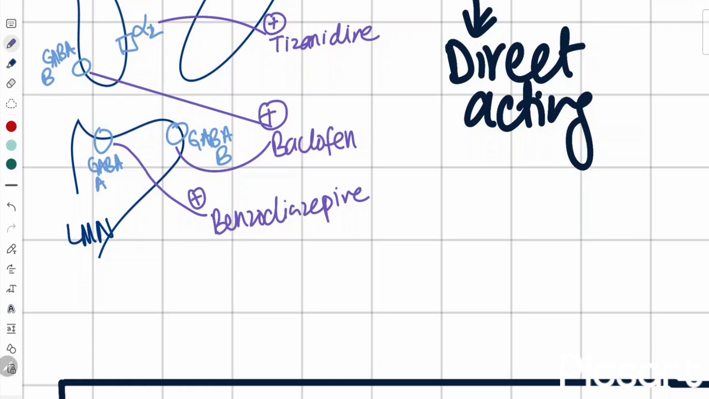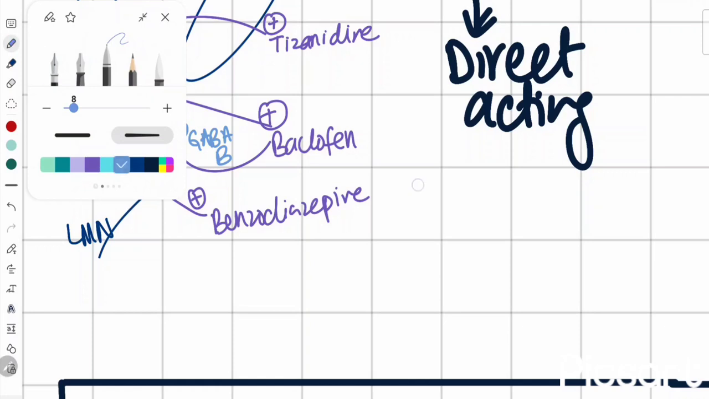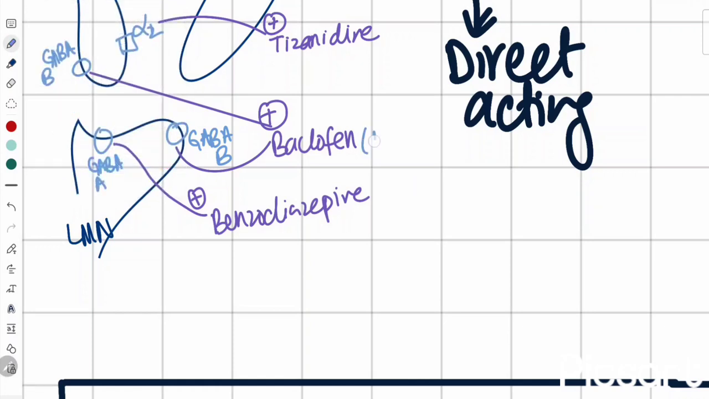Okay, so some things to know. The baclofen, it always acts on the back. So baclofen, back, so acts on the back. Okay, you're gonna give it on the back. What are the clinical uses? When you have muscle spasticity or multiple sclerosis.